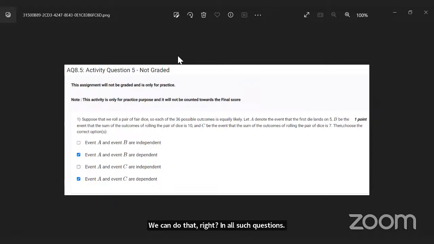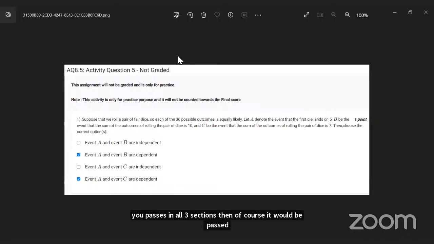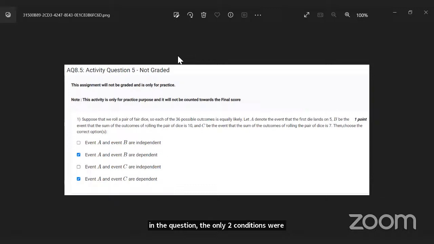Can you repeat the last sentence? Ma'am, I'm saying that in the third case, we used our common sense. We considered that if he passes in all 3 sections, then of course he would pass overall. But even if this case were not mentioned in the question, the only 2 conditions mentioned were S1, S2 or S1, S3, we still did that case where he passes in all 3 tests, S1, S2, S3. So in all such questions, we can apply our common sense and get the other condition.